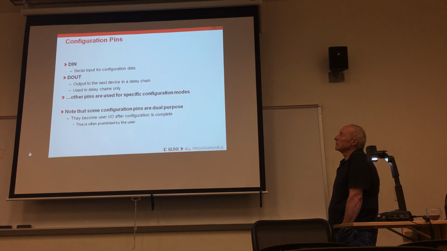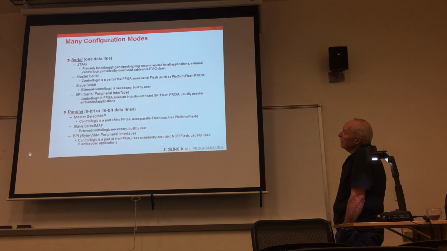To program multiple FPGAs in this way, the configuration scheme has to be configured to pass the data through each FPGA once it has been programmed. Now we'll talk a little bit more about this configuration later on. Some of the configuration pins are dual-purpose pins. After configuration is complete, they become normal user I/O pins. Users will sometimes prohibit the use of these I/O pins with the pin ahead utility. Check your device's datasheet or configuration user guide to determine which configuration pins are dual-purpose.